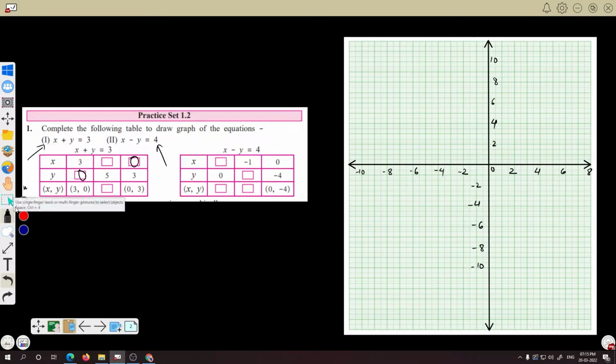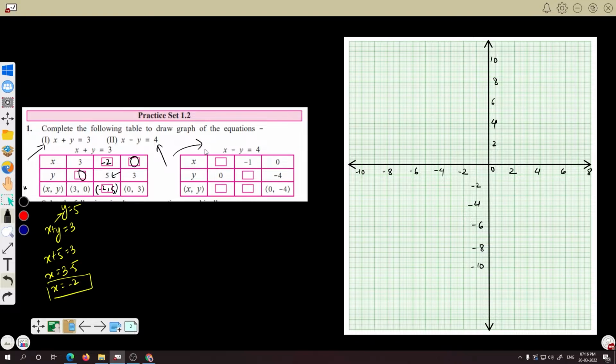Now we look at the second column in which they have given y is equal to 5. So y will be taken as 5. The equation was x plus y is equal to 3. I will replace y with 5. So x plus 5 is equal to 3, which means x is equal to 3 minus 5. So x is equal to minus 2. The coordinates are minus 2 comma 5. I hope this is clear to you.